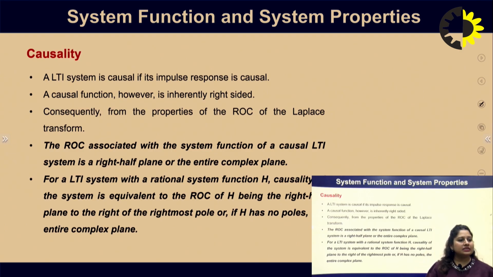For an LTI system with rational function H, causality of this system is equivalent to the ROC of H being the right half plane to the right of the rightmost pole, or if H has no poles, the entire complex plane is the ROC region. So for causality, it's necessary that the poles or the ROC exist in the right half plane.